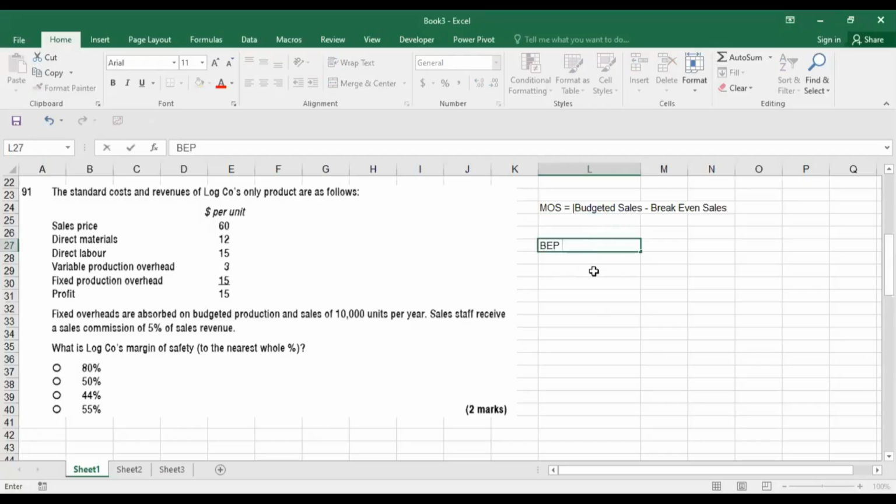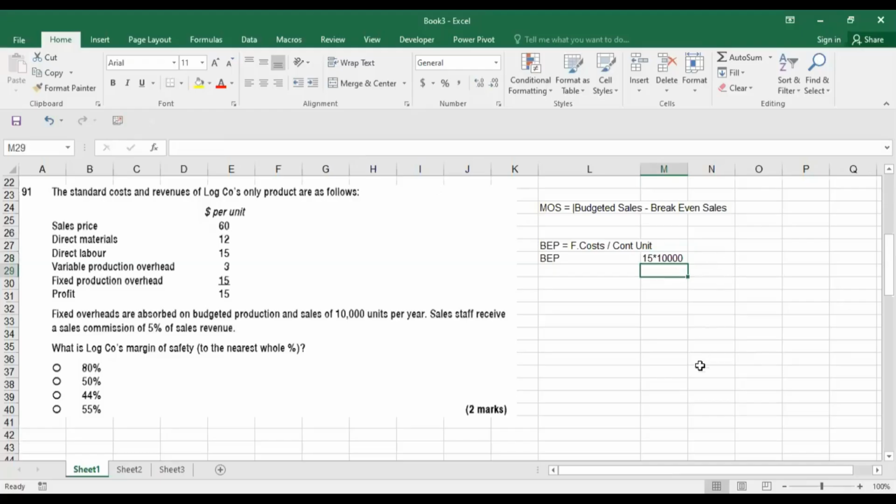Here again, you need to calculate break-even point, and we know that break-even point is equal to fixed costs divided by contribution per unit. And how much is the fixed cost? Is the fixed cost 15? No, that is per unit. You need to talk about the total fixed cost for 10,000 units. So BEP is equal to your total fixed costs, 15 multiplied by 10,000. This is going to be your fixed cost.